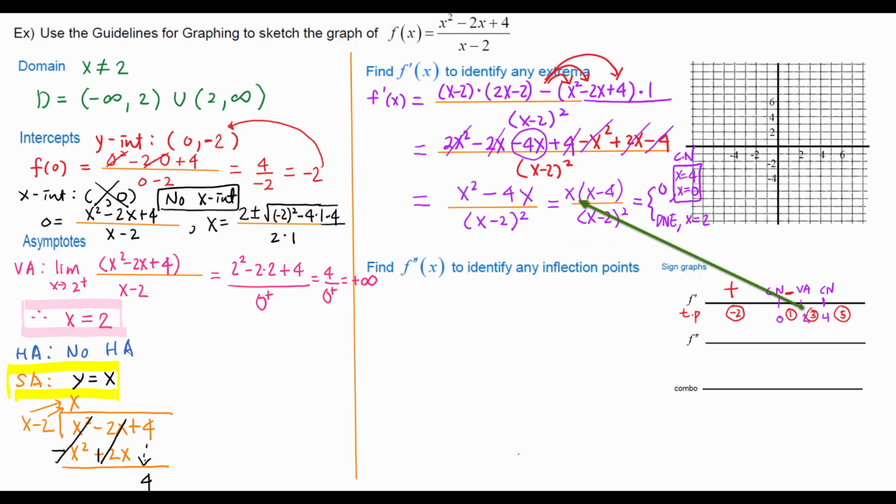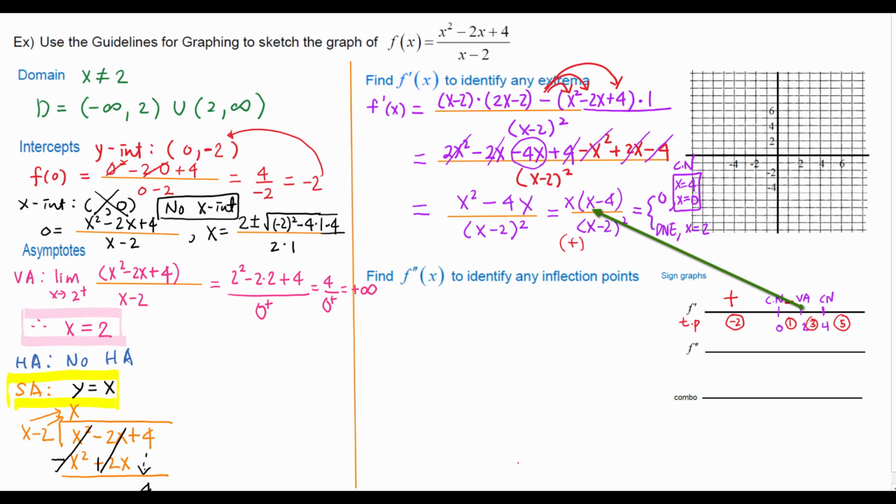Third interval, my test point is 3. 3 is a positive quantity. 3 minus 4 is negative. Quantity 3 minus 2 squared is positive. So this whole quotient is negative. So the third interval had no sign change.